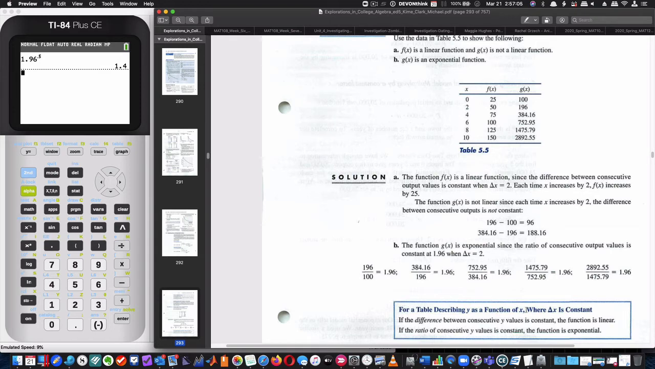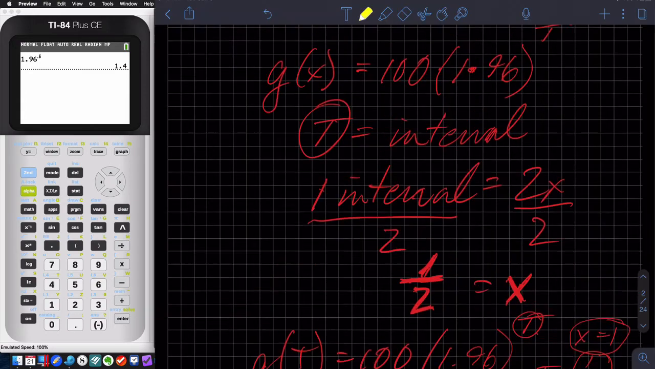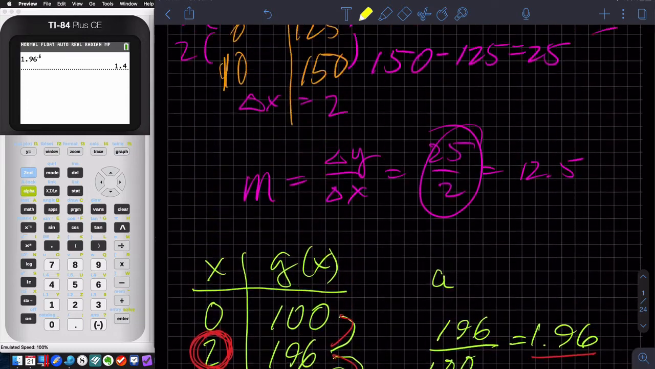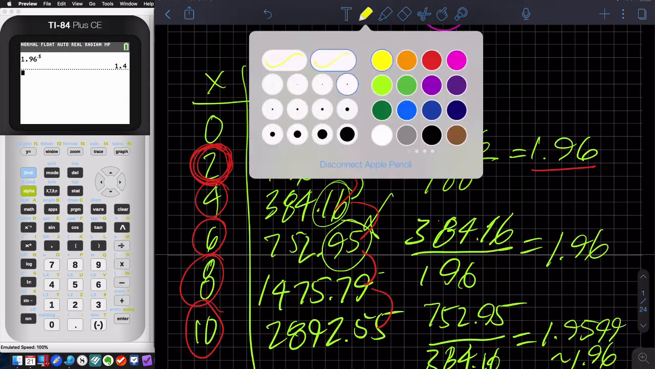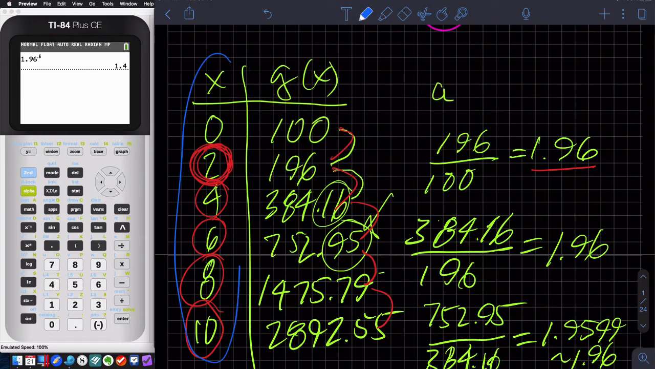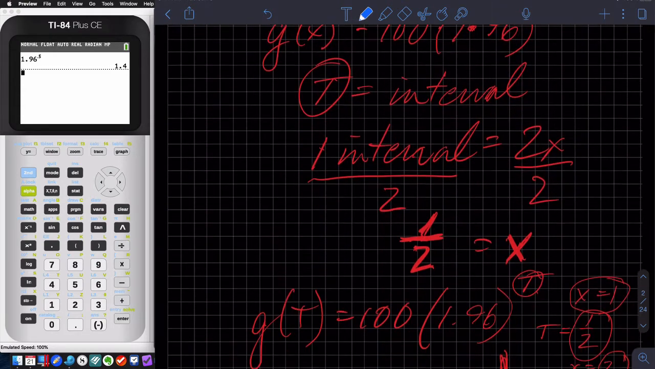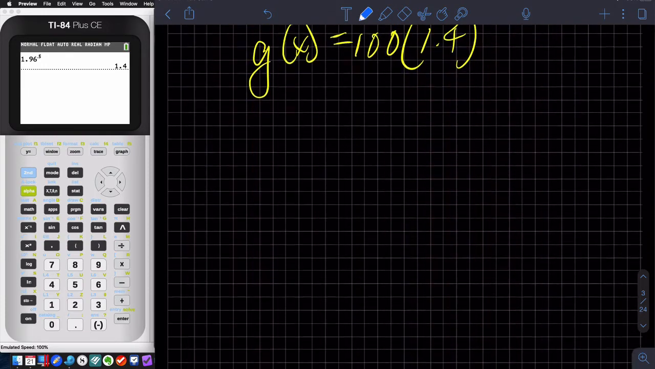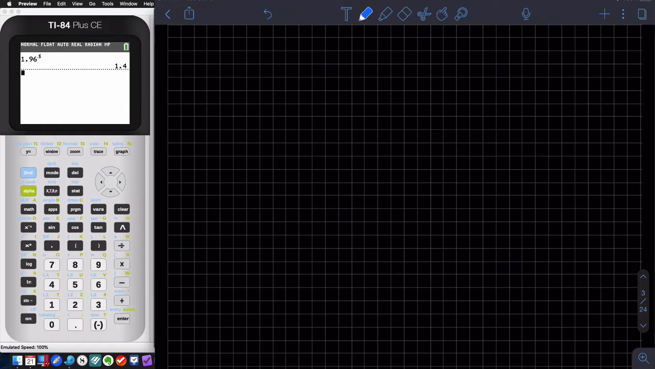So for a table describing y as a function of x, where delta x is constant, if the difference between the consecutive y values is constant, the function is linear. If the ratio is constant, the function is exponential. So remember, it says when the change in x is constant, in other words, this stepping of 2 here in the x values, if those are all the same, if our delta x is constant in general, then we can check to see if it's an exponential function or a linear function.